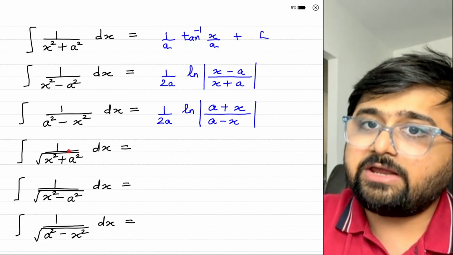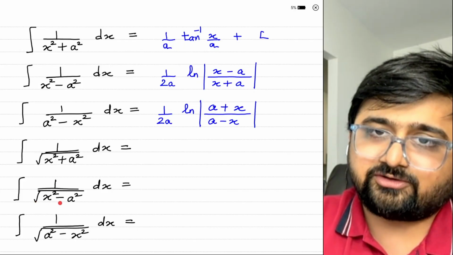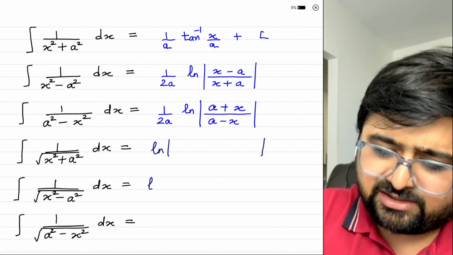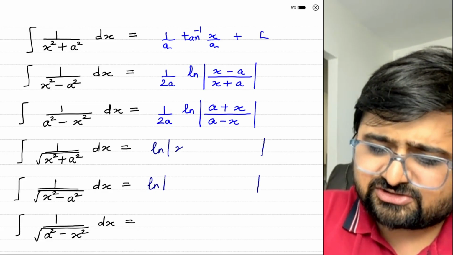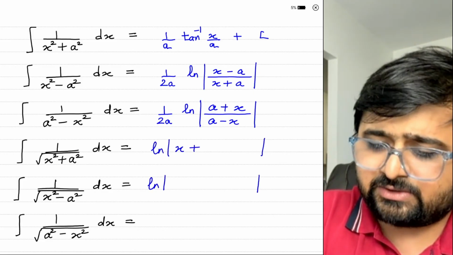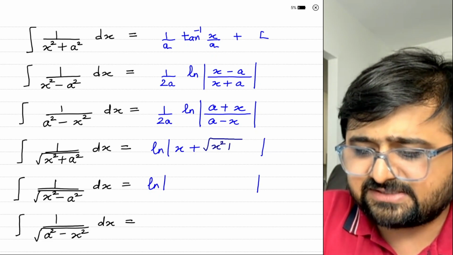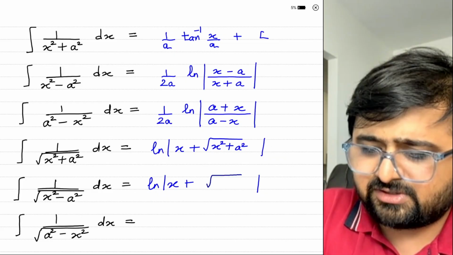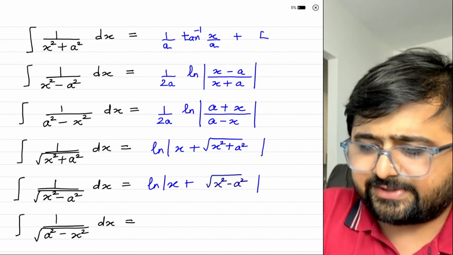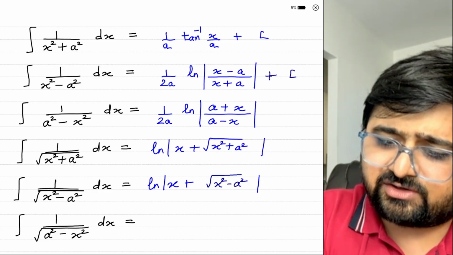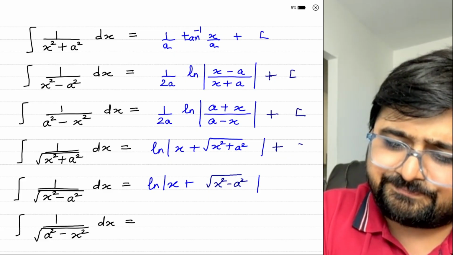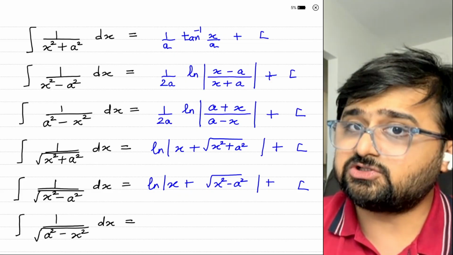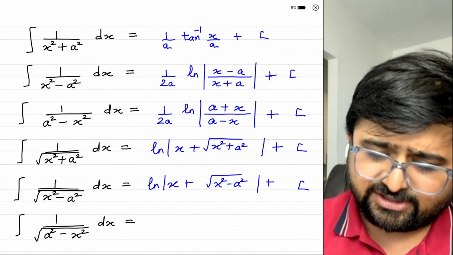Whenever you have 1 upon square root of x square plus a square or square root of x square minus a square, essentially the formats are similar. In both of the cases, you have ln modulus. You just write x plus this square root function, so x plus square root of x square plus a square, and x plus the same function, square root of x square minus a square. Obviously, you will write arbitrary constant everywhere whenever you integrate. For now, just remember these formulas. In the following videos, we'll also prove these identities, so it will make even more sense.